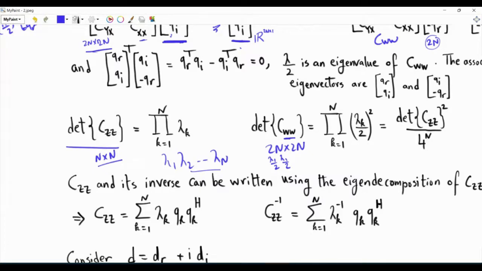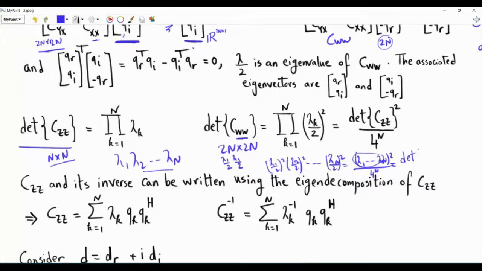So if we compute the determinant of CWW, we multiply the eigenvalues. There will be lambda 1 over 2 squared, lambda 2 over 2 squared, all the way to lambda n over 2 squared. So this is the product of the lambdas squared over 4 multiplied by itself n times, over 4 to the n. And the product of the lambdas is the determinant of the covariance matrix of random vector Z.